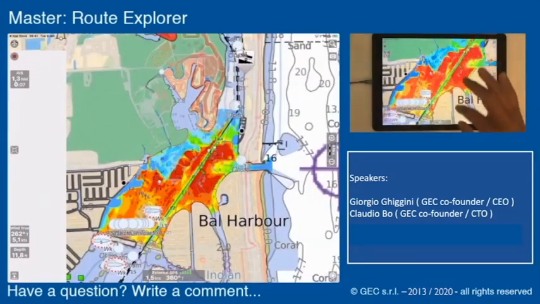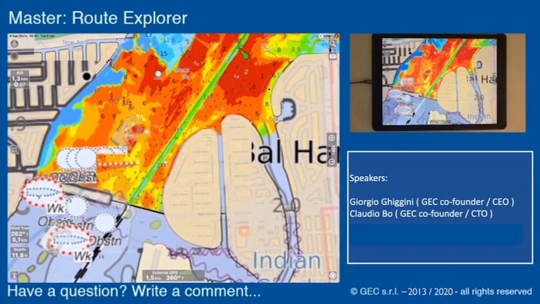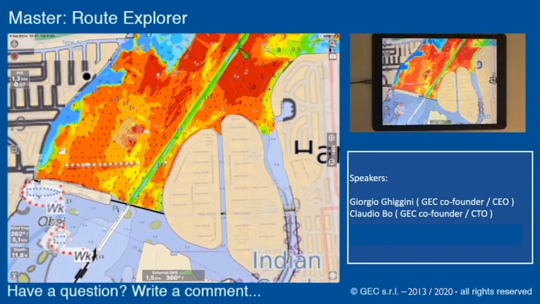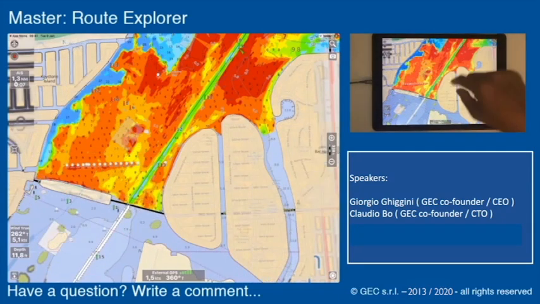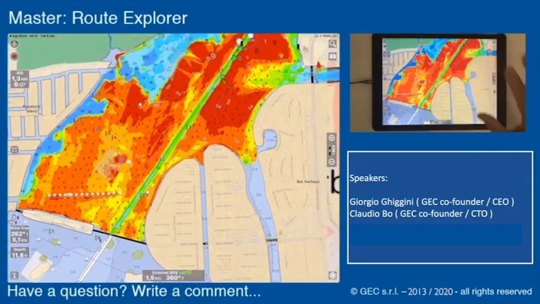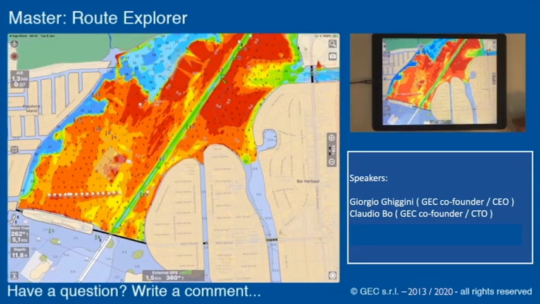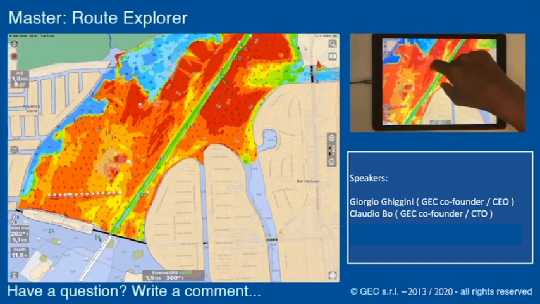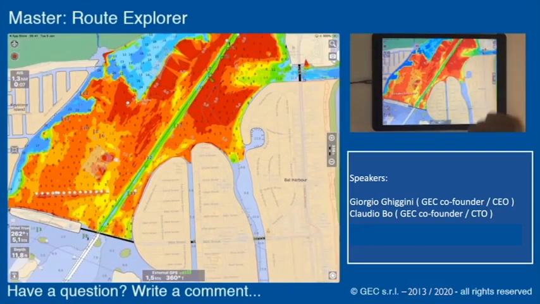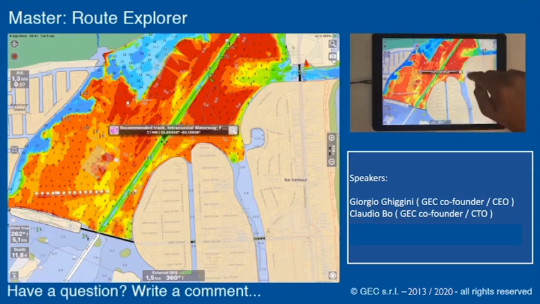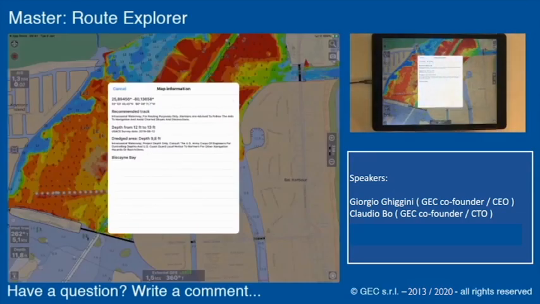This type of information is a very colorful and clear way to show where you can go with your boat. Whatever is yellow or red is dangerous, and what is green or blue is the part that you can go through. You can also get information on the survey itself. Here you have the date of the survey. You can see this one is quite recent.